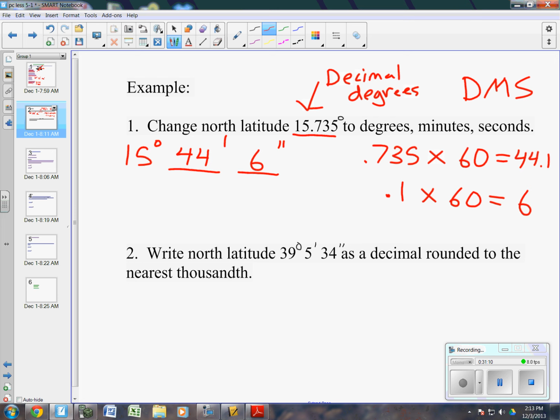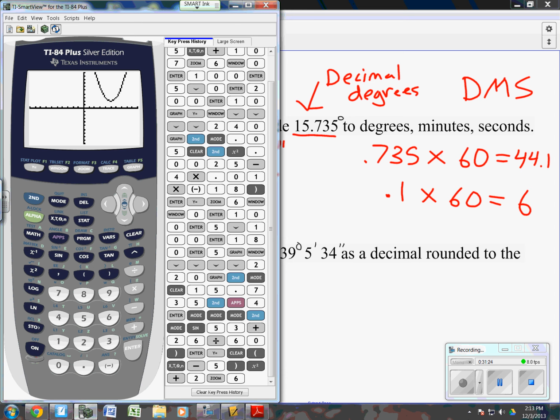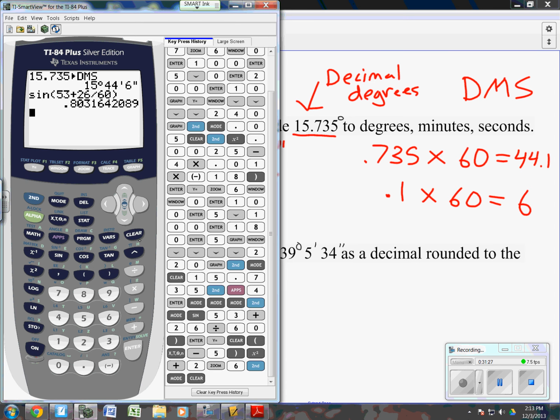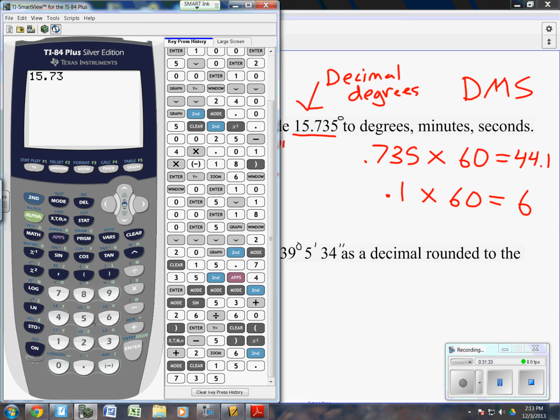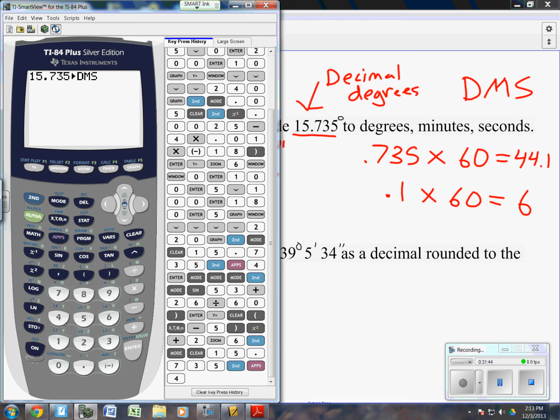Okay, so that's how you change decimal degrees to degrees, minutes, seconds. Any questions on that? I would suggest having that example written down in your book so you know it. Or you can do it this way. You can type in 15.735. Above apps, it says angle. Access the angle menu, second apps. And number 4 says DMS. That means degrees, minutes, seconds. Paste it back to the home screen. Hit enter. 15 degrees, 44 minutes, 6 seconds.